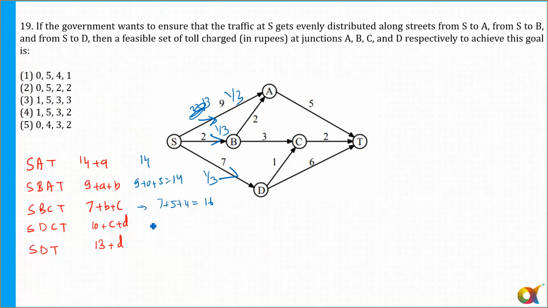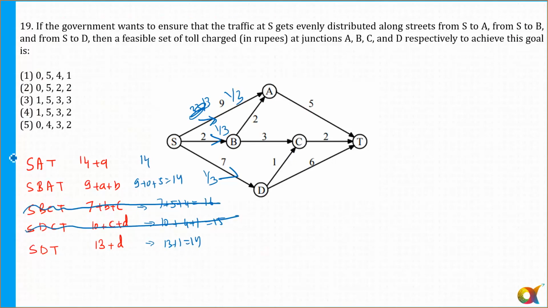For SCT, 10 plus C plus D, that is 10, C is equal to 2 and D is equal to 1. That is equal to 13. And SDT, that is 13 plus D, that is 13 plus 1, 14. So in 3 cases, it is 14. So it means the path SBCT is not possible and path SCT is not possible. So from SAT, SBAT and SDT, the traffic will flow only in these 3 paths.